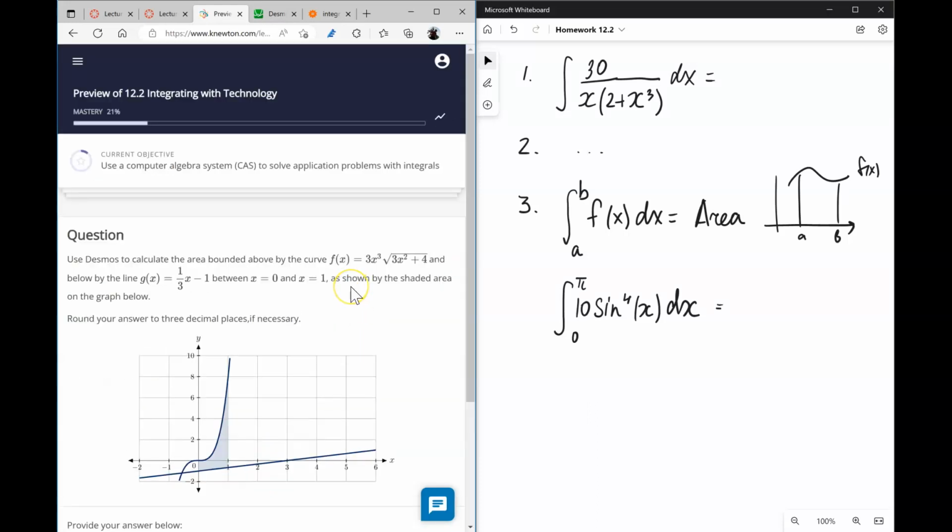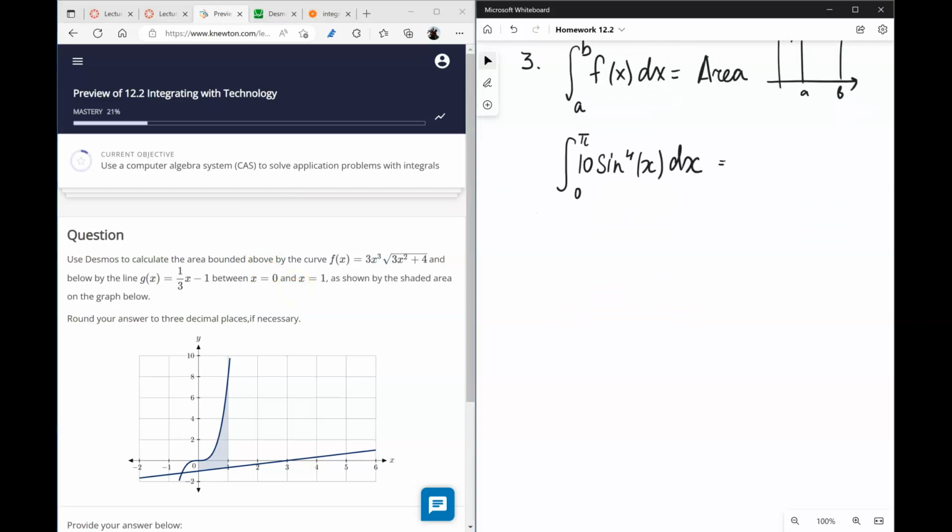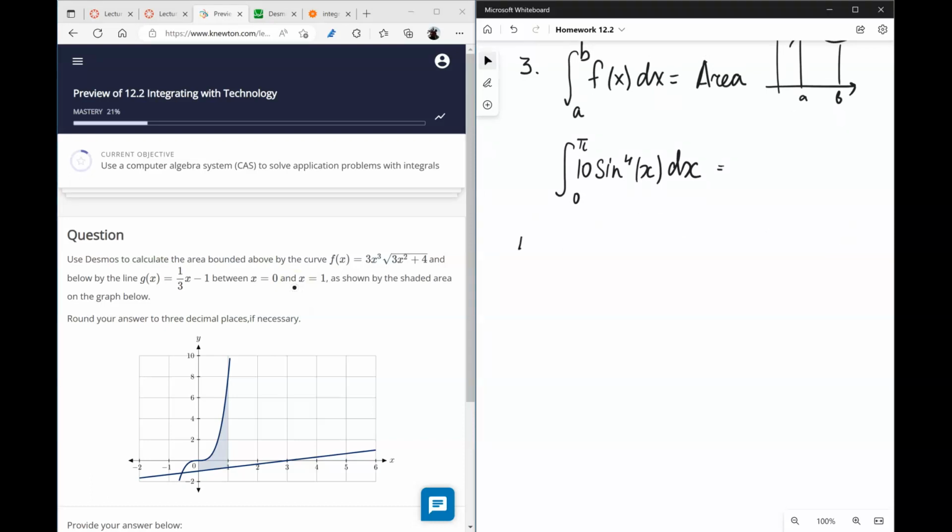as your answer. Now, if it's not asking you for the exact answer, I actually missed it. I don't know if it asked for the exact answer. Then you can just use Desmos. So number 4, we ask to find the area between the graphs.